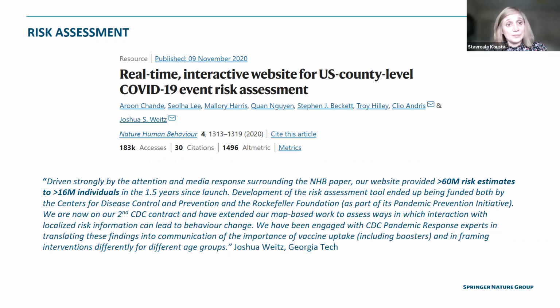The work ended up being funded by the CDC, and the authors are now on their second CDC contract, and they're collaborating with CDC experts on follow-up research, looking at how getting this information from the website on personalized risk assessment affects people's behavior, and how to use that in campaigns highlighting the importance of vaccine uptake.